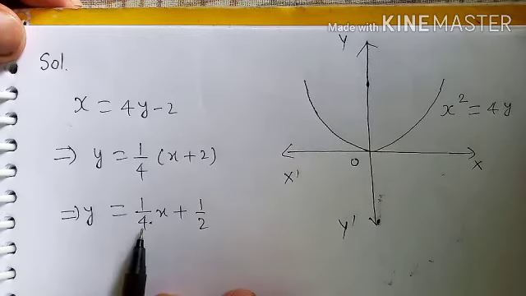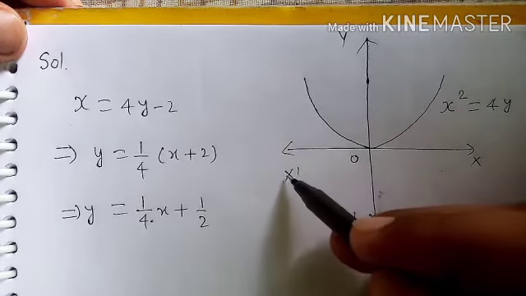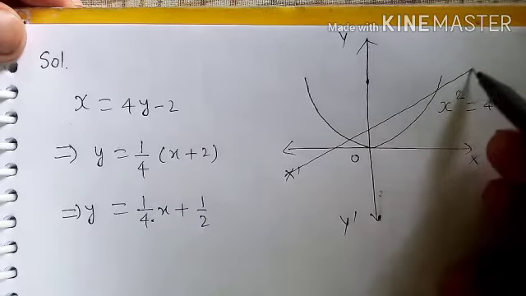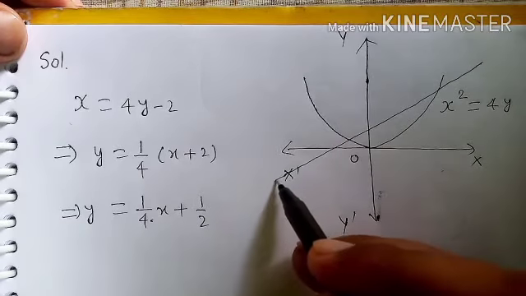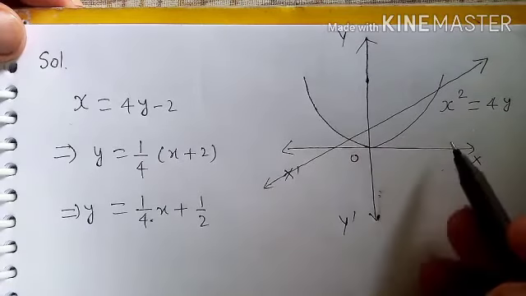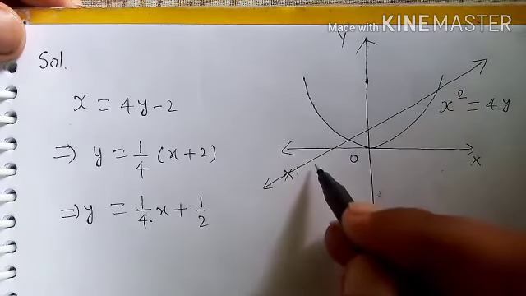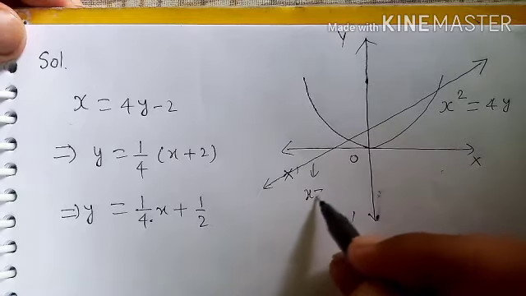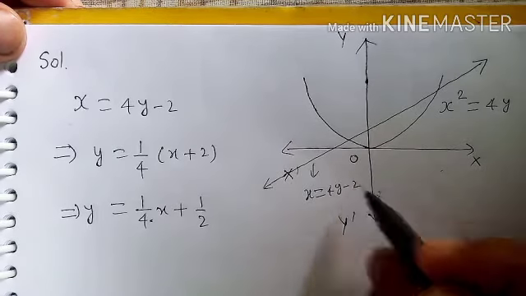So 1 by 4 is positive, so the line makes an acute angle with the x-axis. This is the line x is equal to 4y minus 2.